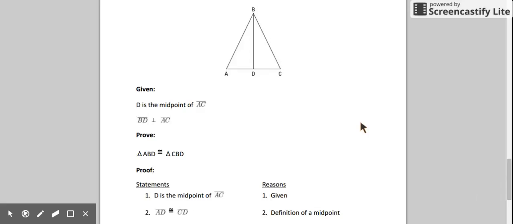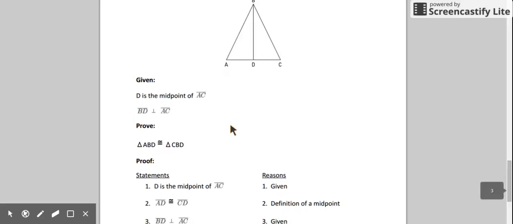So in proofs, oftentimes you're given some information to start off with, and that's usually labeled given. So here we're given a couple of different statements that we can use. You'll always be given a prove statement asking you what to prove. So we're going to prove that this left triangle is congruent to the right triangle.